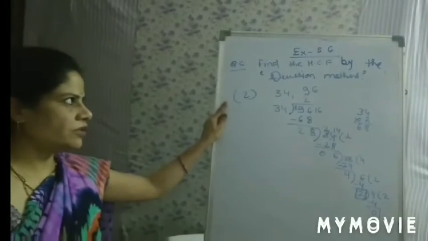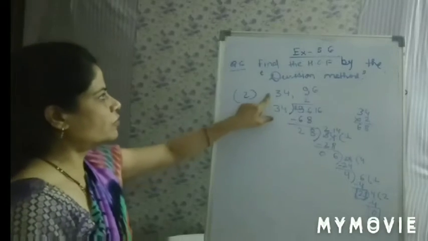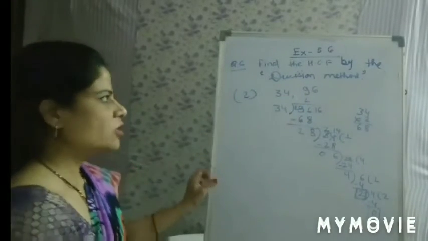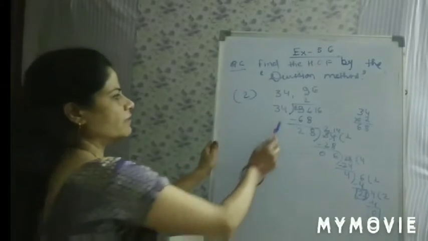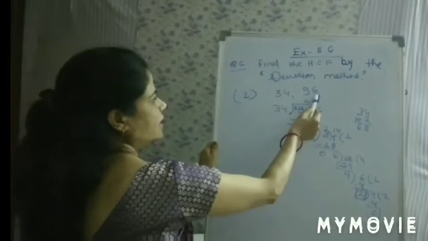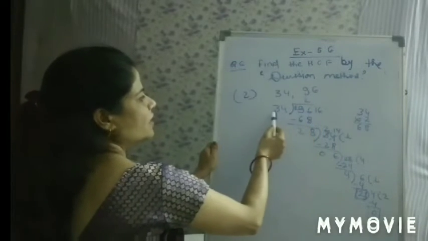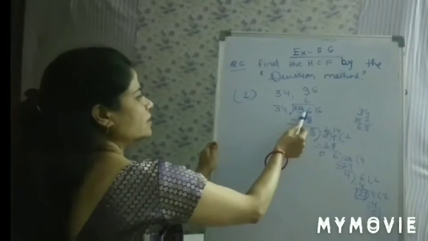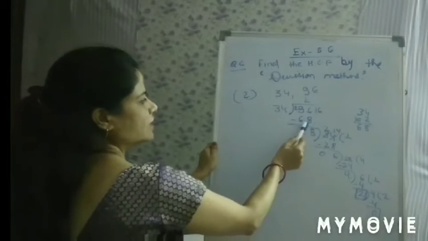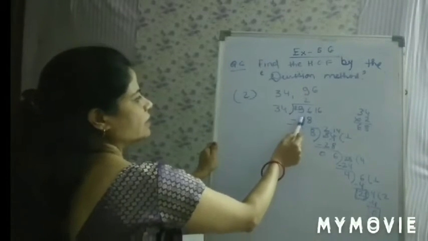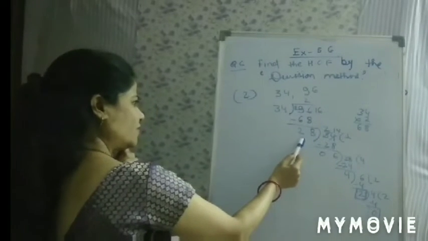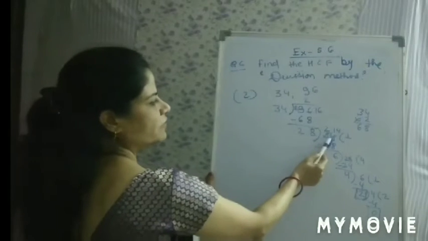Now I am taking the second one of the same question. You have to find the HCF of 34 and 96 by the division method. In this method you divide the greater number by the smaller number. Here the greater number is 96. So divide 96 by 34. 96 is divisible by 34 two times. You will get 68. Now subtract 68 from 96. You will get 28. 28 will be the divisor and 34 will be the dividend.